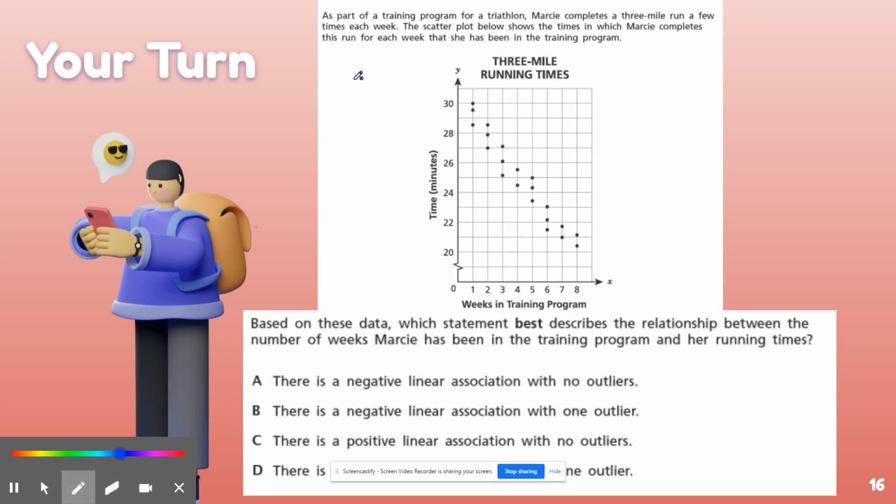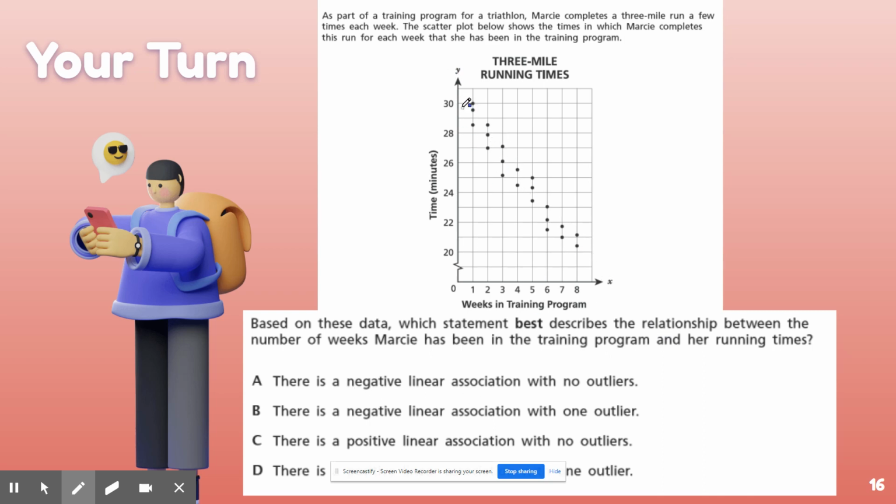For this one, as part of a training program for a triathlon, Marcy completes a 3-mile run each week. The scatter plot below shows the time in which she completes the run each week that she has been training. This little zigzag means a break in the graph. Based on this data, which statement best represents the relationship between the number of weeks Marcy has been training in the program and her time?